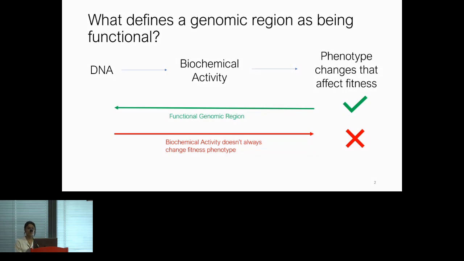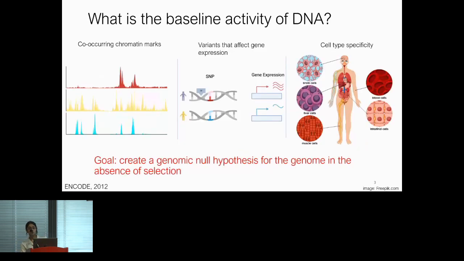Seeing biochemical activity doesn't necessarily mean it will change the fitness phenotype. Therefore, I would say that biochemical activity alone is probably not a good marker of function. But biochemical activity does create a lot of molecular phenotypes. We'll see co-occurring chromatin marks, variants that change gene expression, and cell type specificity arising from these different genomic regions. But not all of these effects actually change the fitness of the organism.